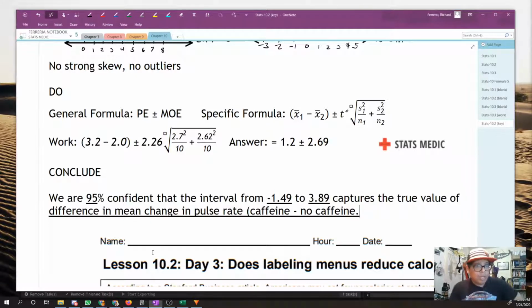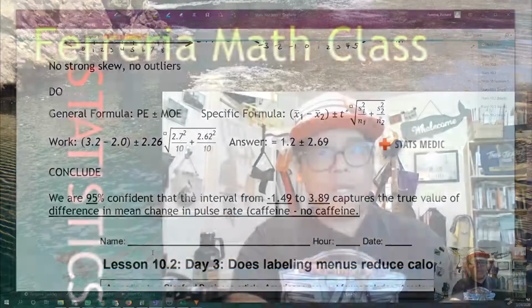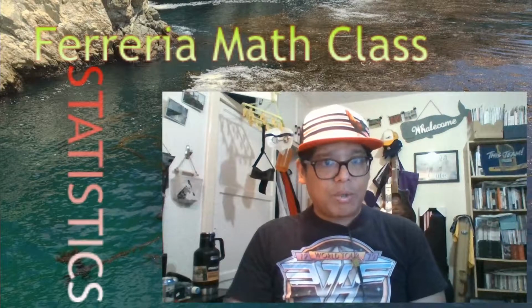And here is the thrilling conclusion. We're 95% confident that the interval from negative 1.49 to 3.89 captures the true value of the difference in mean change in pulse rate, caffeine minus no caffeine.